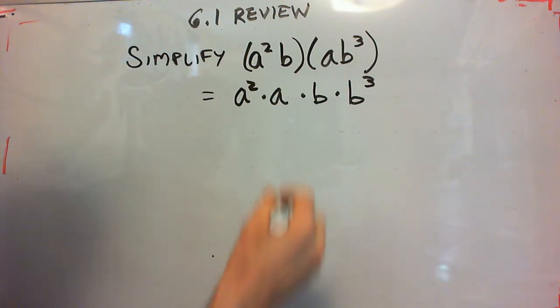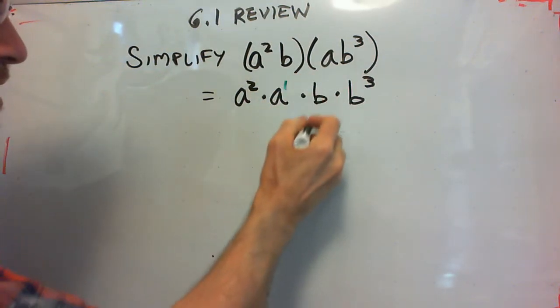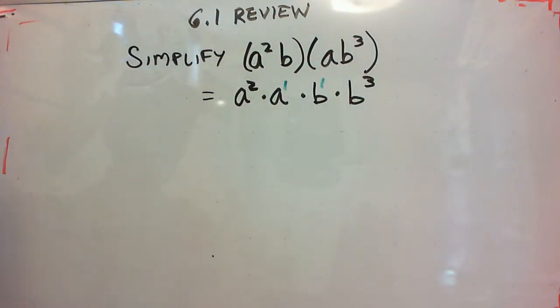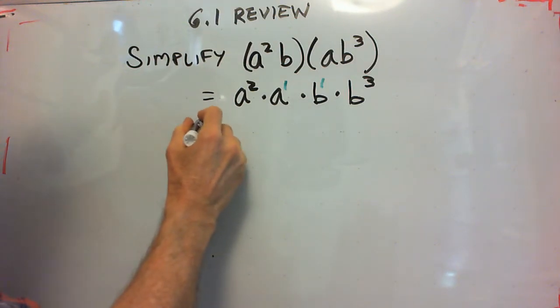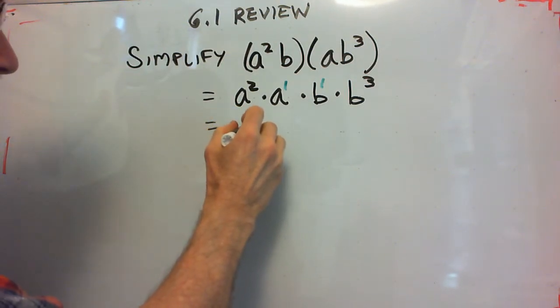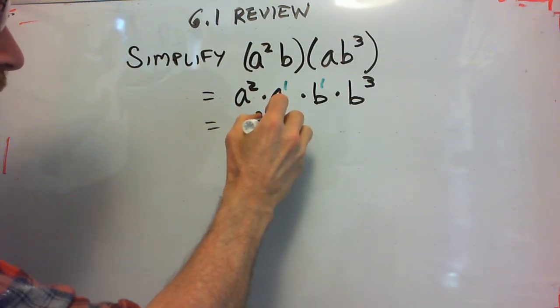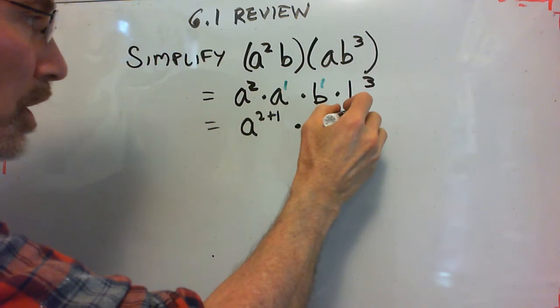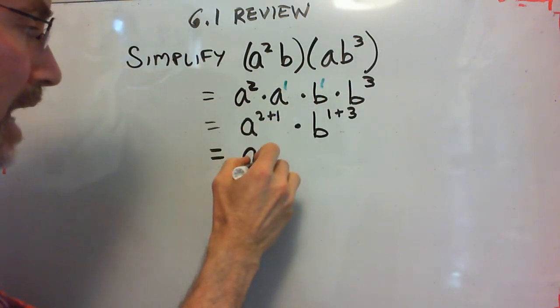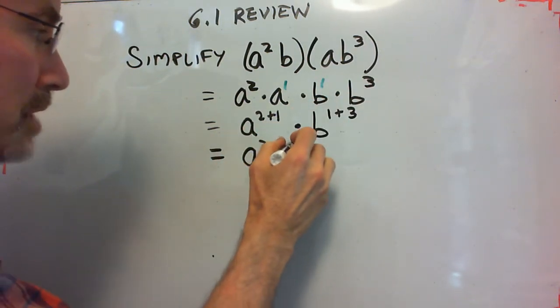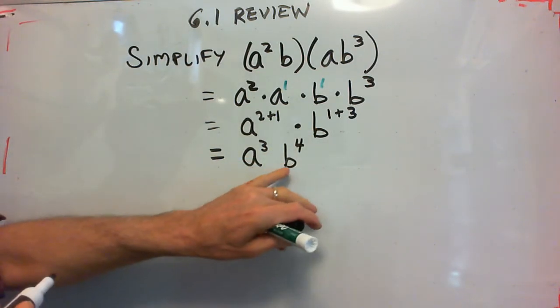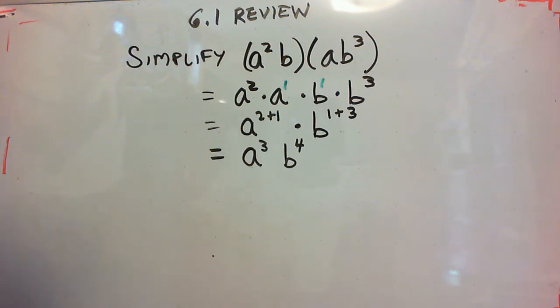Now, a by itself is the same as a to the first, and b by itself is the same as b to the first. So now we can use the multiplication property of exponents to give us a to the 2 plus 1 times b to the 1 plus 3. That makes a cubed times b to the fourth, or we can just write it a to the third, b to the fourth, just like that.